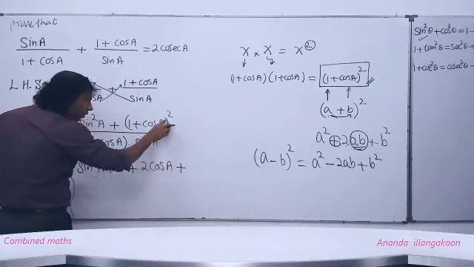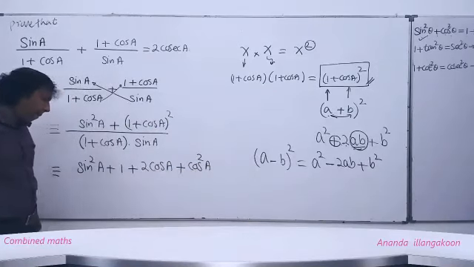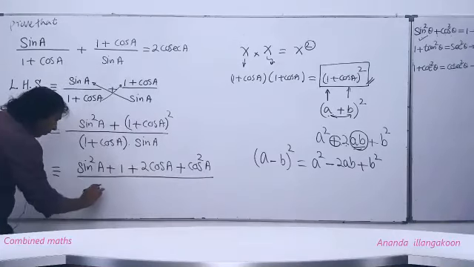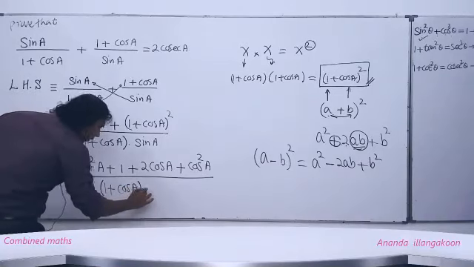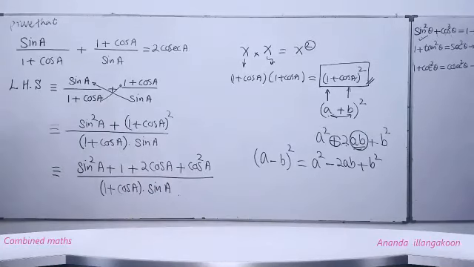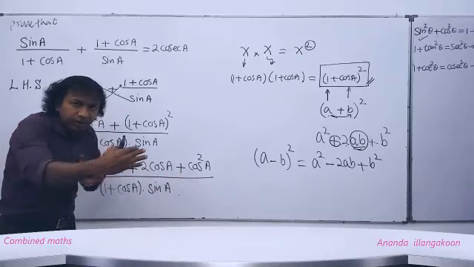Plus cos A squared means what, people? Cos squared A, right? And what do we have here? Trigonometry is 1 plus cos A times sine A. This is what we get, no? Right. Now, people, I can simplify after this. This sine squared A term and this plus cos squared A term we can take together.